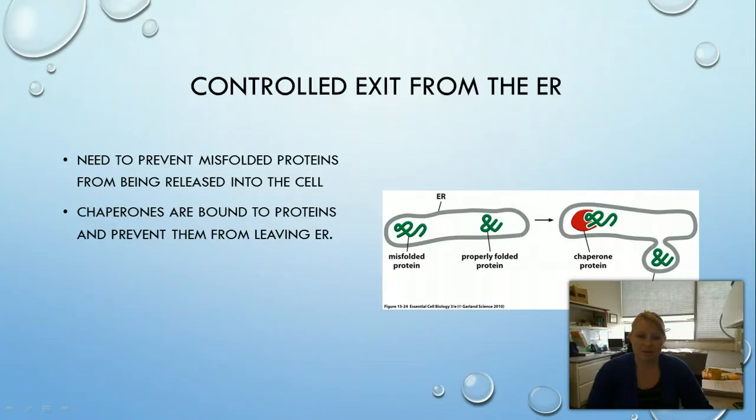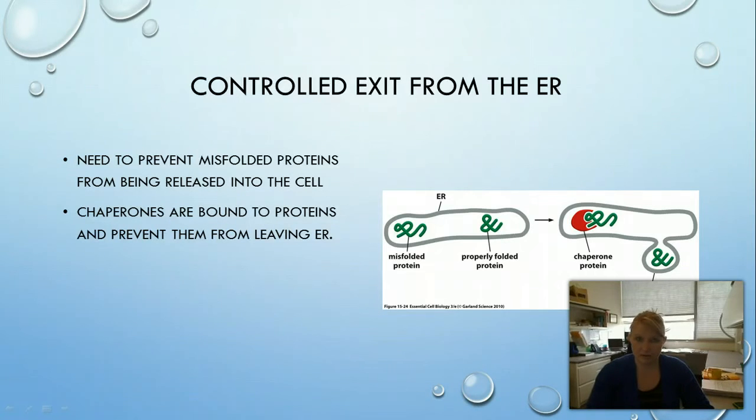So after it's been modified and it's been moved through the lumen a little bit, then it's time for it to bud off and leave the ER. Now, how do we control for this? How do we make sure that only the properly folded ones, the ones that are properly tagged, leave? This is where chaperone proteins come into play. Chaperone proteins can detect when a protein is misfolded, and what it'll do is it'll actually hold on to a misfolded protein and prevent it from budding off, whereas the properly folded ones will bud off and leave the ER.